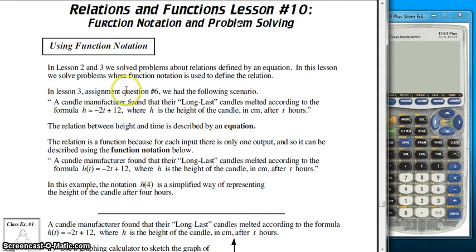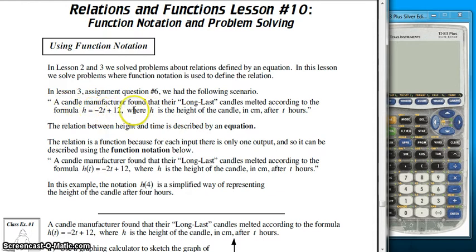Okay, let's start. Using function notation. In lessons 2 and 3, we solved problems about relations defined by an equation. In this lesson, we solve problems where function notation is used to define a relation, which means it's the same thing. Instead of writing y, you write f of x. And then in the calculator, you just type y.